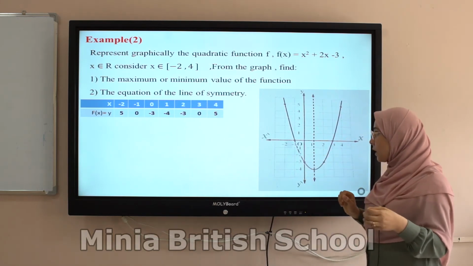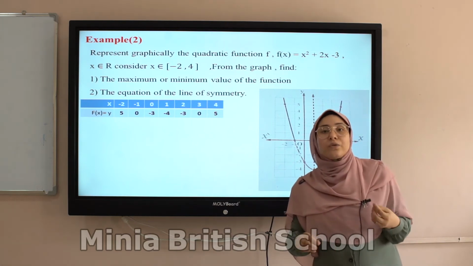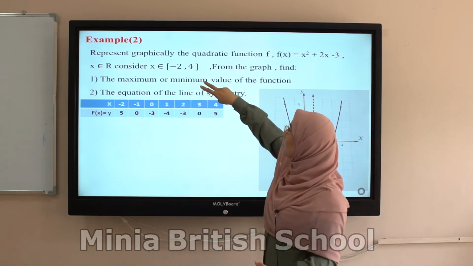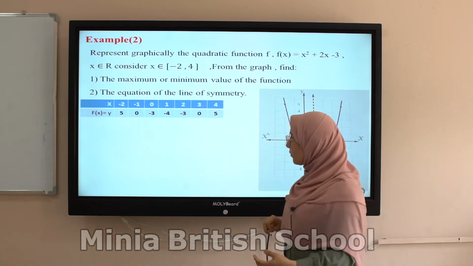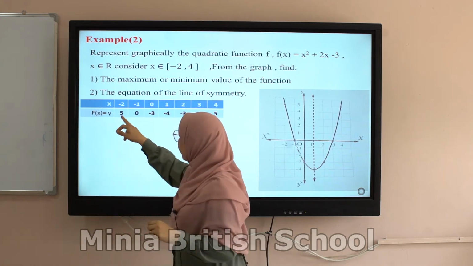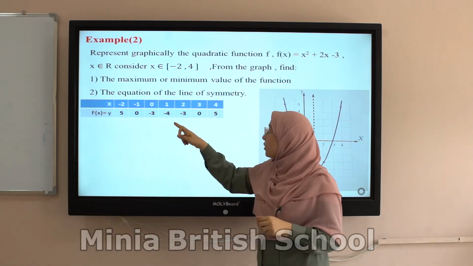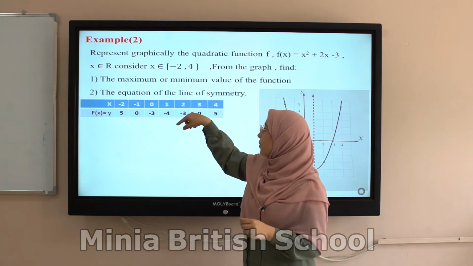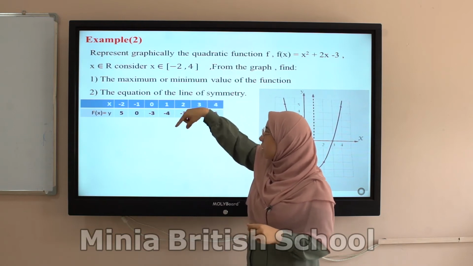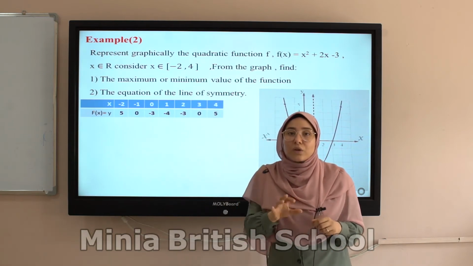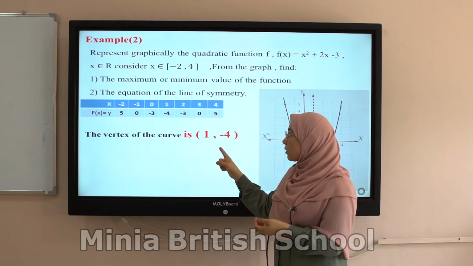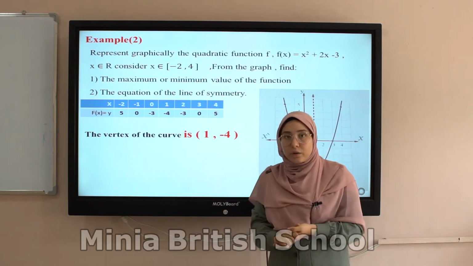Here I need to find what? I need to find the vertex point of the curve, okay? So here I have 7 ordered pairs: 5, 5, 0, 0, -3, -3. The difference here, 1 and -4. So the middle ordered pair represents the vertex of the curve. So the vertex of the curve is the ordered pair (1, -4), okay?